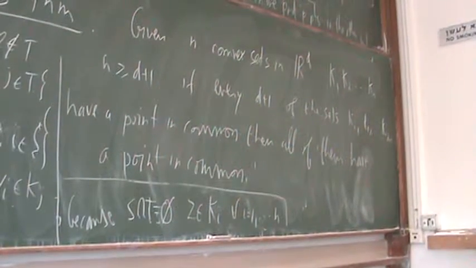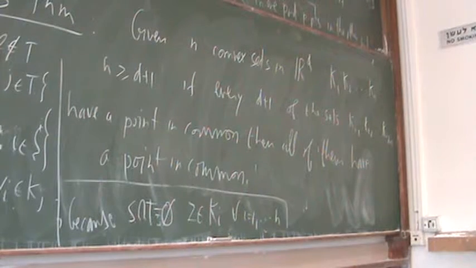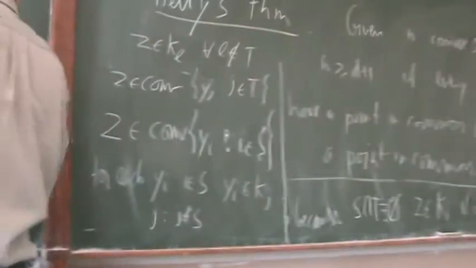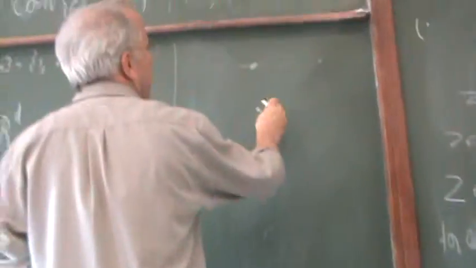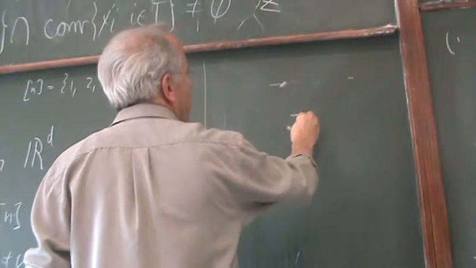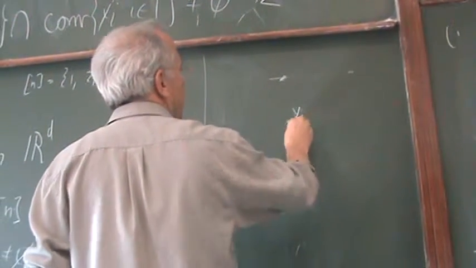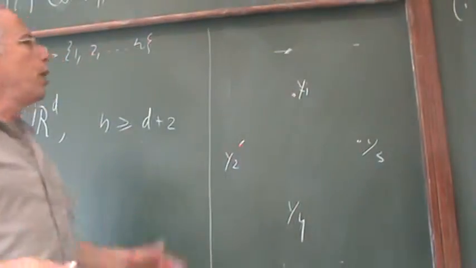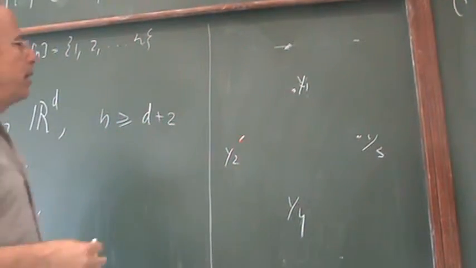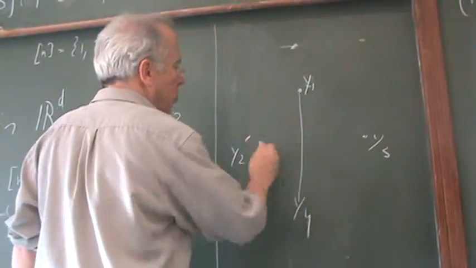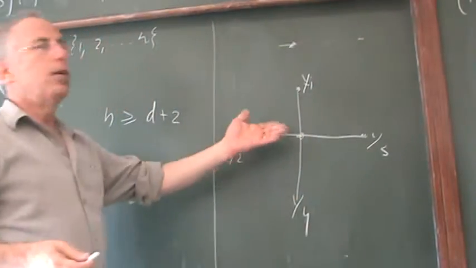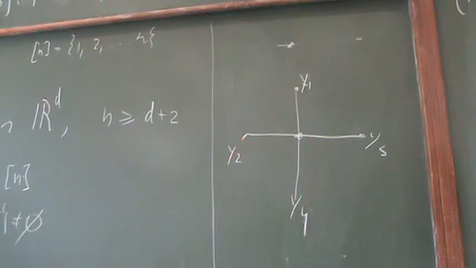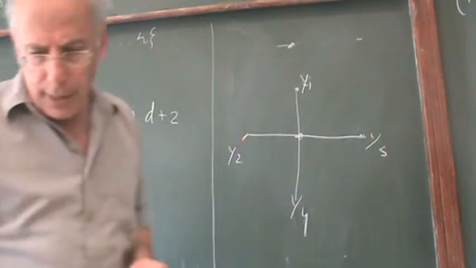So it's a very nice proof. Geometrically, let's say in the plane, if you have 4 sets in the plane, and we have Y1, Y2, Y3, and Y4. So Y1 belongs to K2, K3, K4, Y2 belongs to K1, K2, and so on. So we look at this Radon partition, and this point inside must belong to all the sets. Okay, so this is the proof of Helly's theorem. Very nice.